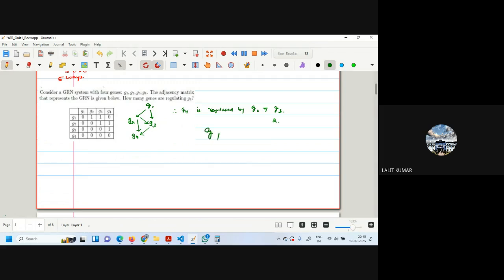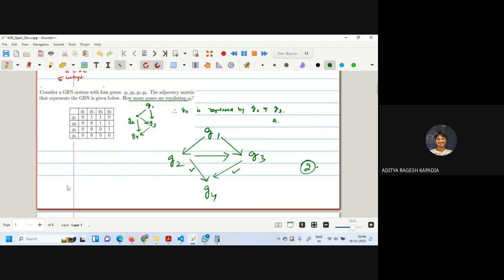So G1 is regulating gene 2 and gene 3. Gene 2 is regulating gene 3 and additionally gene 4. Gene 3 is regulating only gene 4. And gene 4 is not regulating anyone. So how many genes are regulating G4? You just see the incoming ones. So 2 and 3. Is that okay? Yes. Okay.